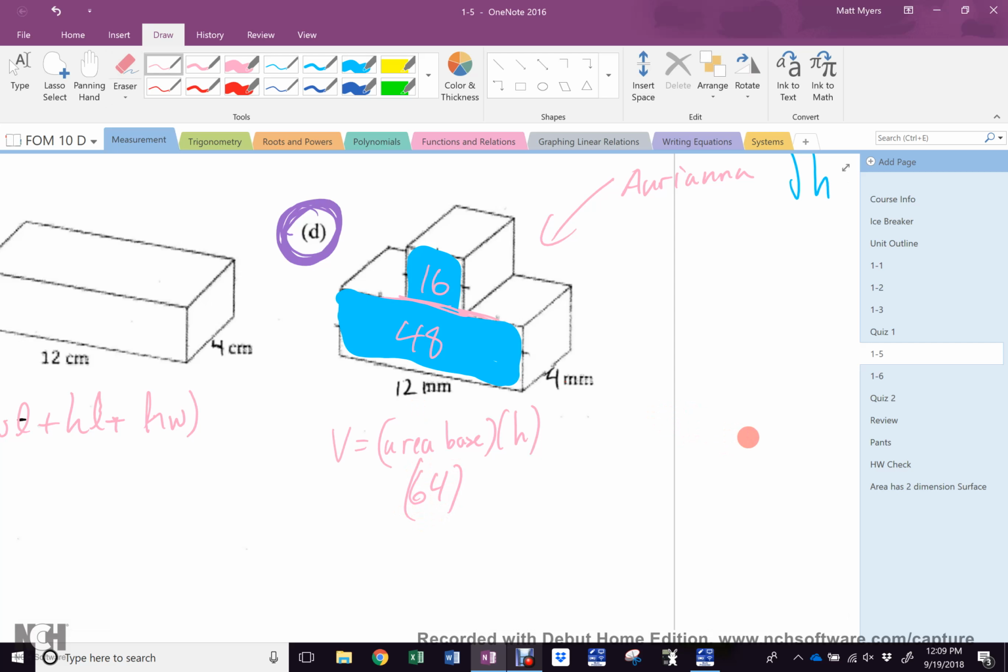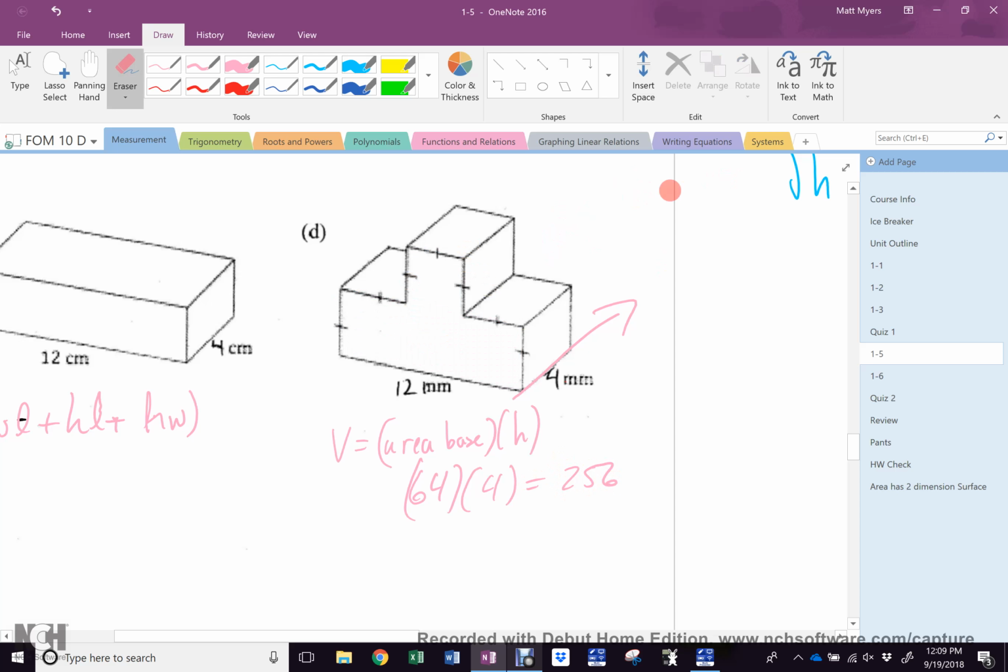The direction the base repeats. What direction do I have to go for me to end up with a shape that looks just like this? If I go up, will it work? No. If I go down, will it work? No. If I go that way, will it work? Yes, because Ariana is seeing that. So what do I multiply by? 4. And what is the answer? 256. Everybody agree?